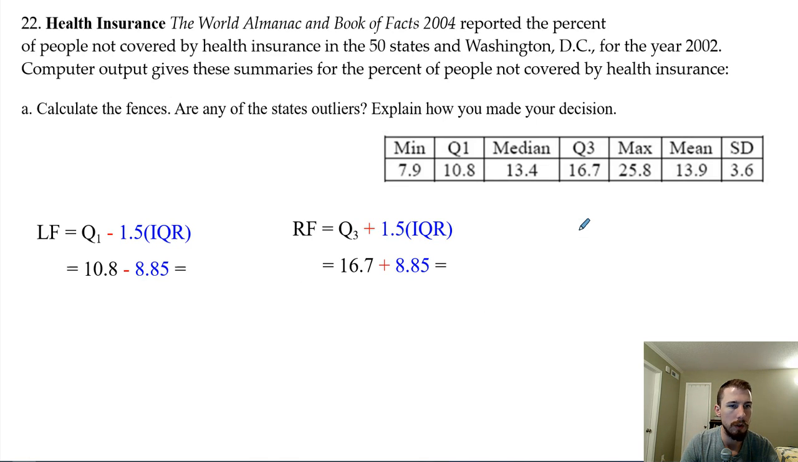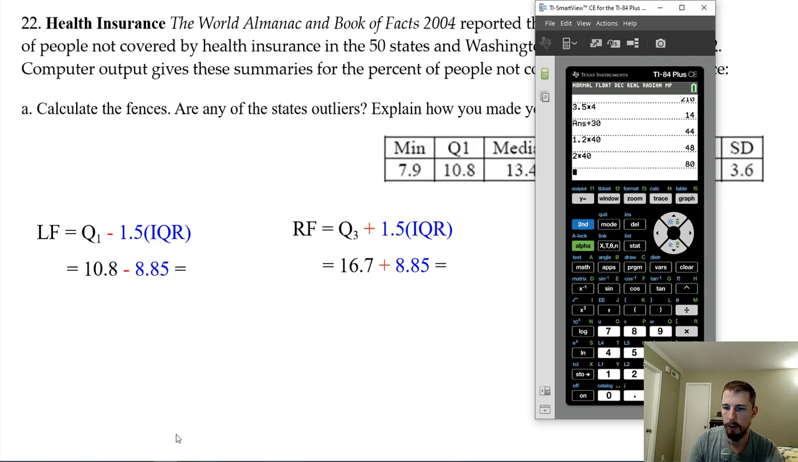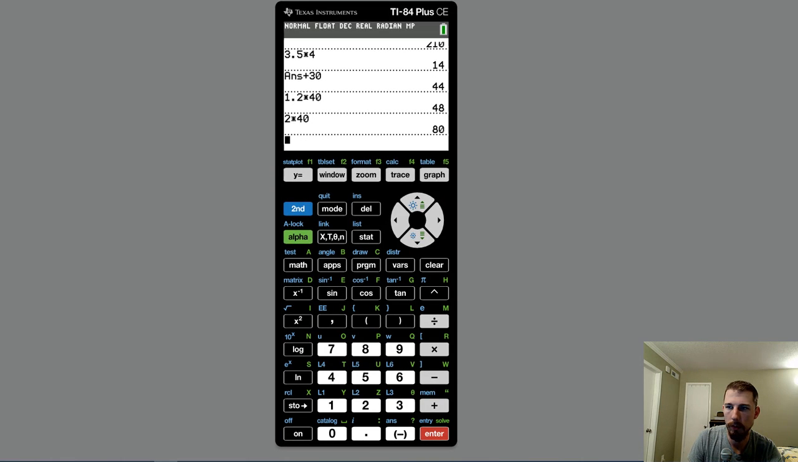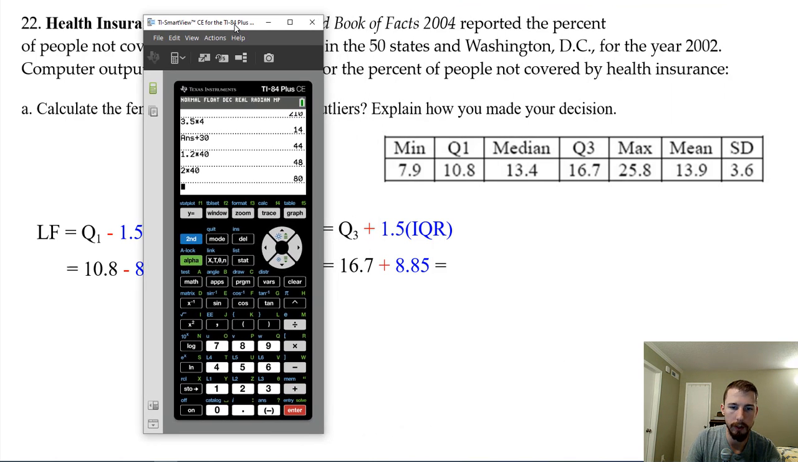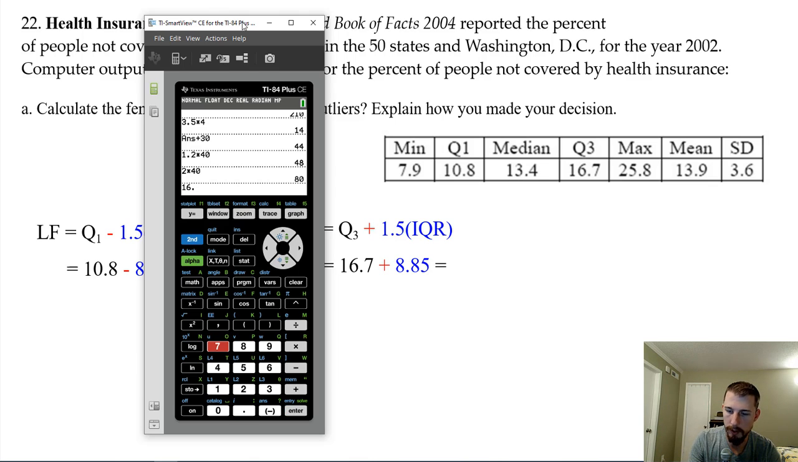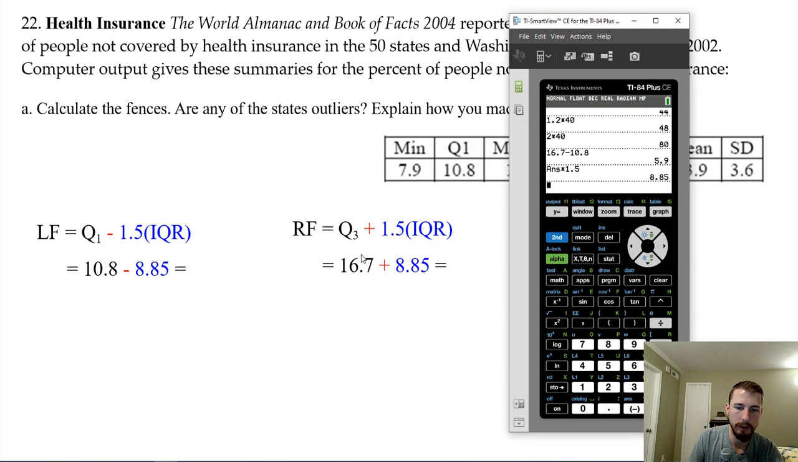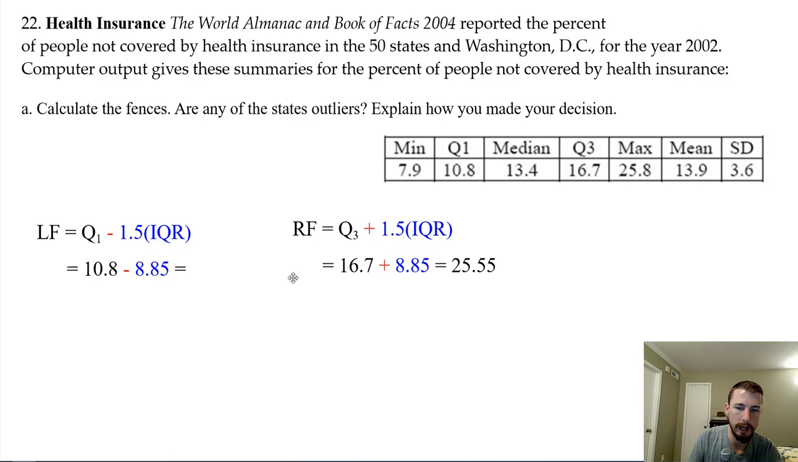All right, 22. On this one, they give us the summary statistics. They want us to see if there's any outliers, so calculate the left and the right fence. So we're going to do Q3 minus Q1, and then multiply that by 1.5. So our Q3 is going to be 116.7 minus our Q1, which is 10.8, and then we multiply that times 1.5. Okay, so that's going to be 1.5 times the IQR. Then we're going to add that to our third quartile, and we're going to subtract it from our first quartile. So we have a left fence and a right fence shown.